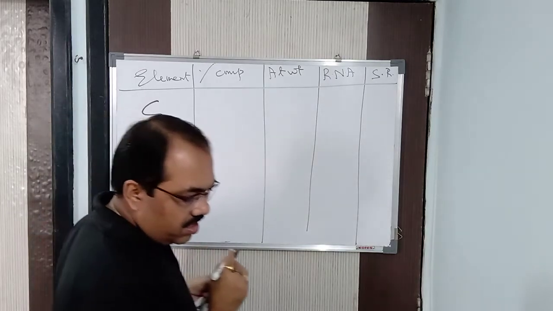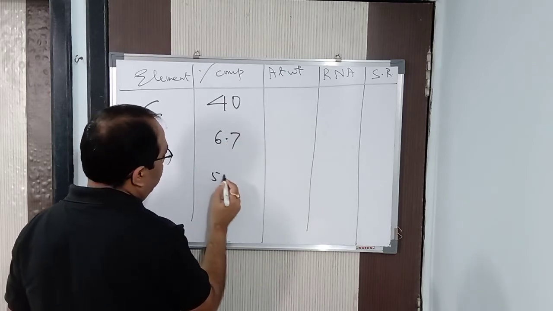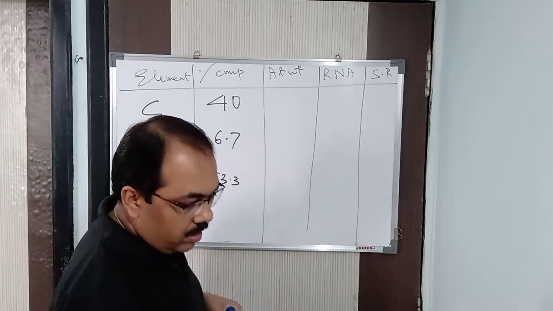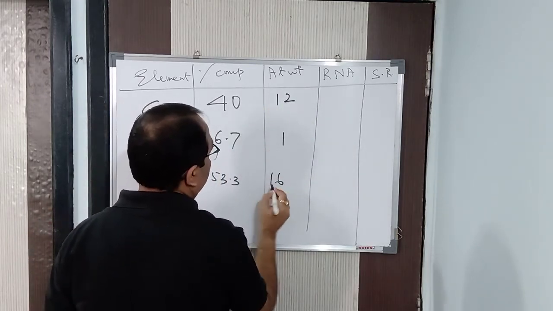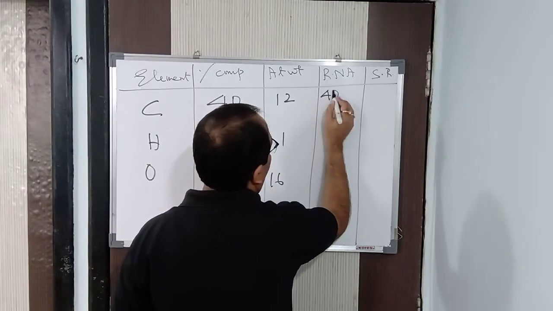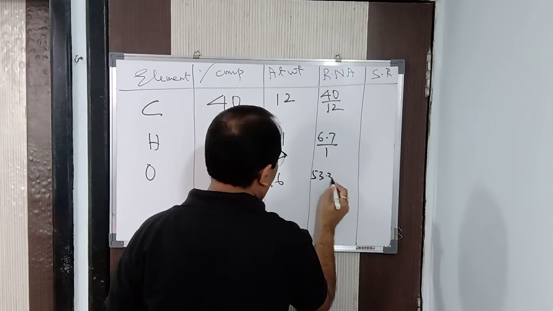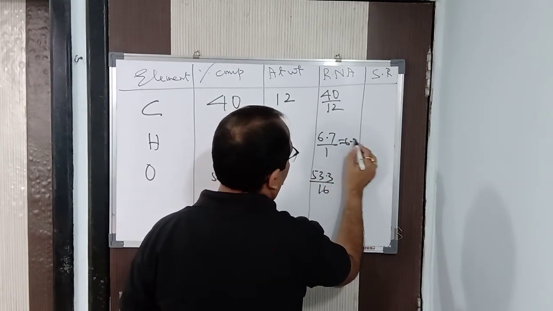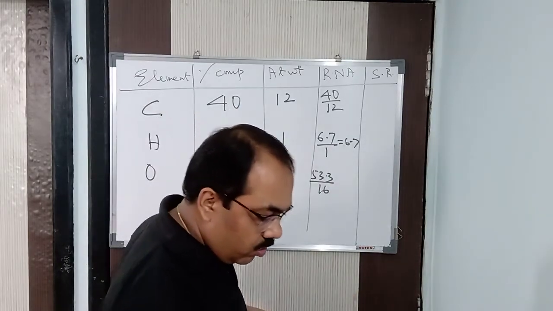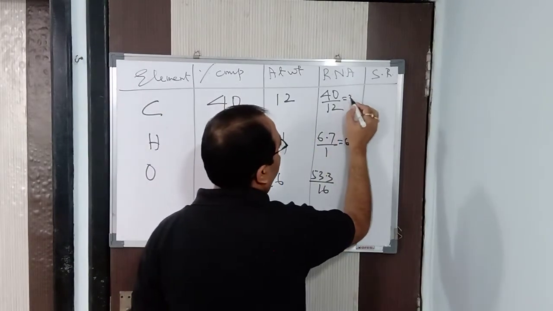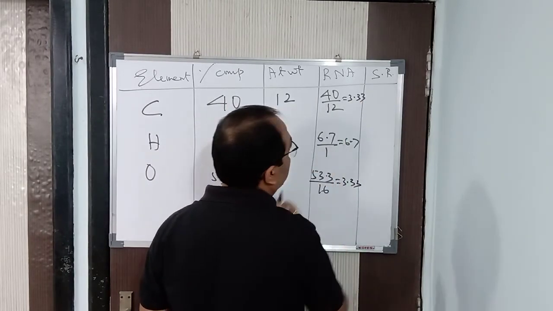The percentages are: carbon is 40, hydrogen is 6.7 and oxygen is 53.3. So the atomic weight is 12 for carbon, 1 for hydrogen, 16 for oxygen. So RNA is 40 by 12, 6.7 by 1, and 53.3 by 16. The hydrogen one is 6.7, very easy. Now 40 by 12 gives 3.33, and 53.3 by 16 also gives 3.33. Already I have solved it.